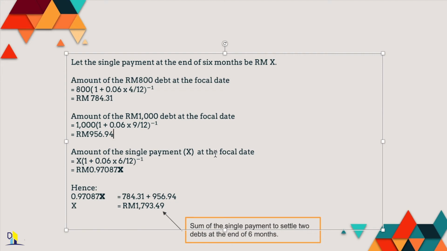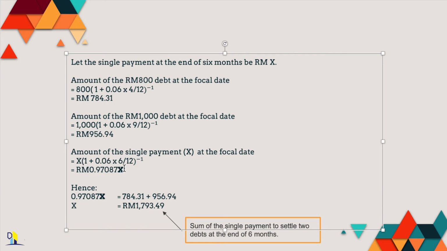we want to make one payment at the end of 6 months. So this is how we do it. Amount of single payment X at the focal date equals X times (1 + 0.06, same interest rate, times, we change now 6/12, because 6 is the month that we're going to pay. The sixth month is when we're going to make our single payment) to the power of -1, and that is equal to 0.97087X.